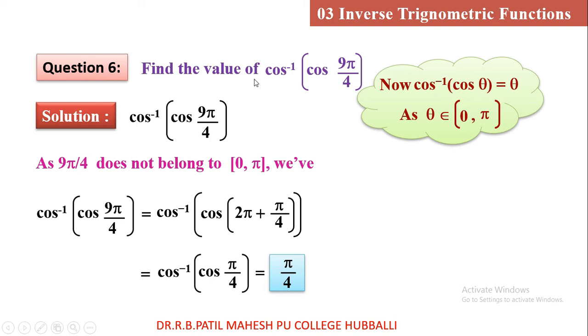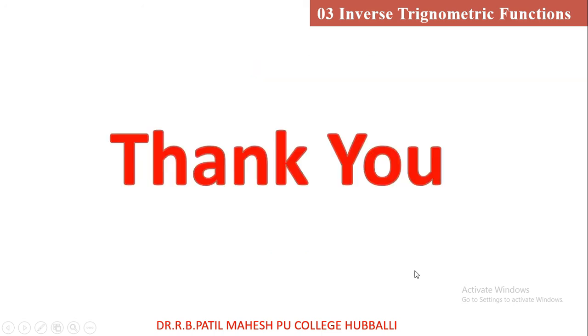Once again I tell you, when you see the expression cos inverse of cos 9 pi by 4, please don't decide that the answer is 9 pi by 4. You should check whether it lies in the range of cos inverse or not. If it lies in the range of cos inverse, then cos inverse and cos are removed and you write the answer. If it does not lie in the range of cos inverse, you should simplify, like we wrote 9 pi by 4 as 2 pi plus pi by 4, then used the results of trigonometry, and we got the value pi by 4. Hope you understood how to simplify such questions.